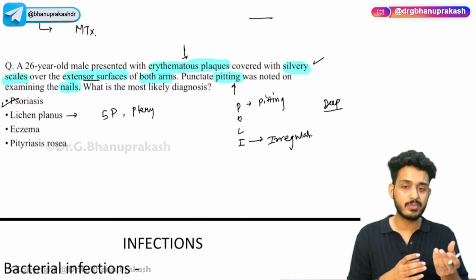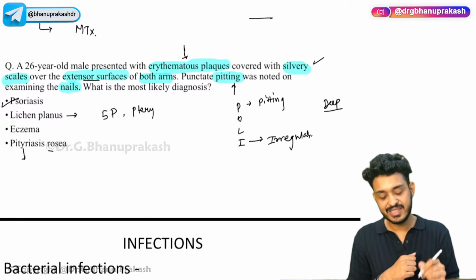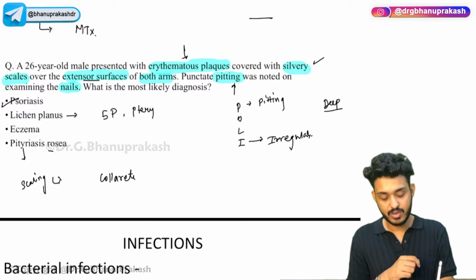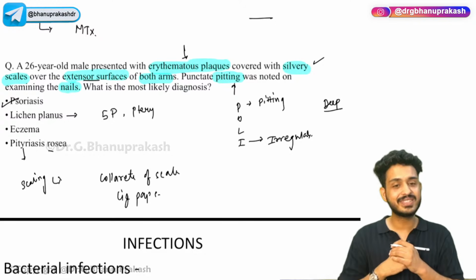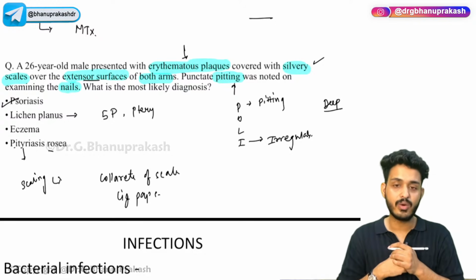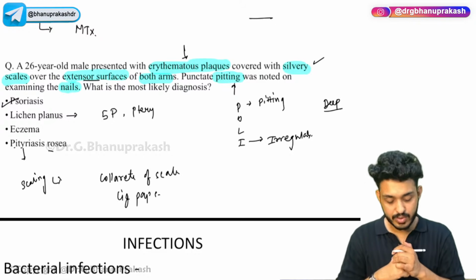Okay, eczema is a type of dermatitis. Pityriasis rosea, we have already seen. The meaning of pityriasis is scaling. Okay, what kind of scaling will you be finding here? If in the question they are writing collarette of scale or cigarette paper scaling, then your answer would be pityriasis rosea. Okay, pityriasis rosea, mother patch, herald patch. Okay, this is how you have to remember.